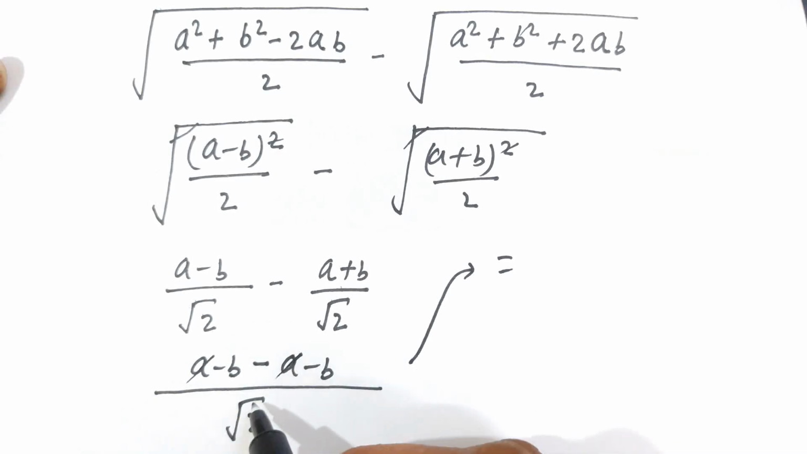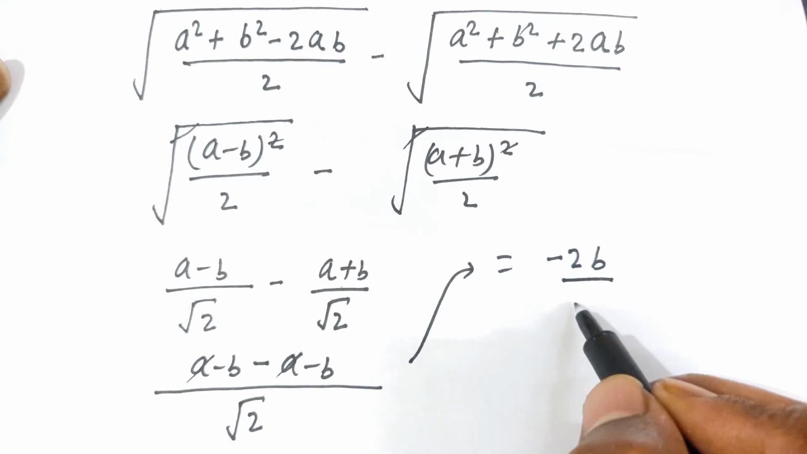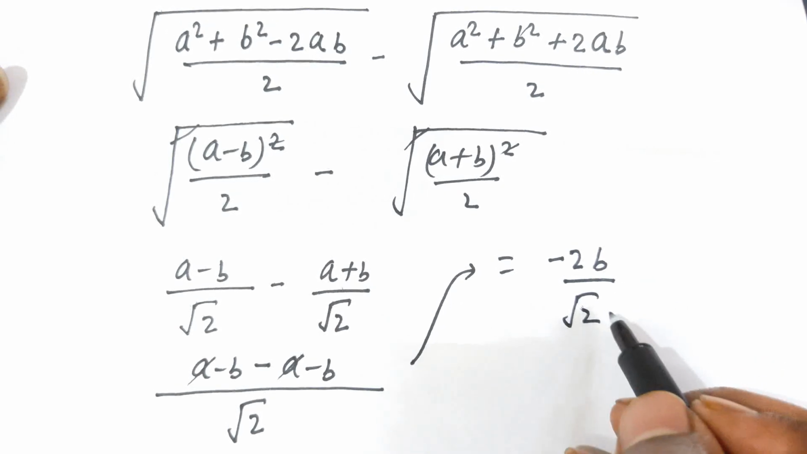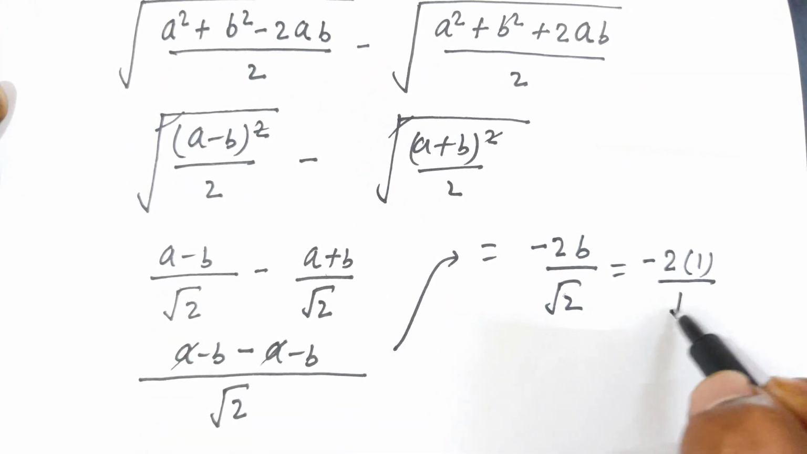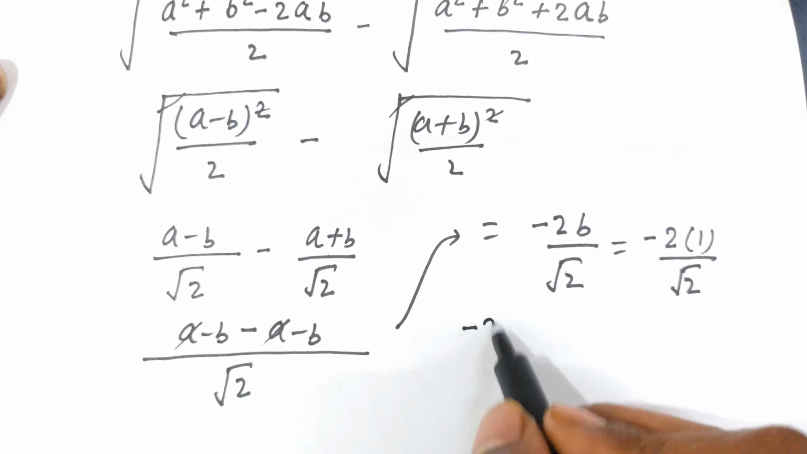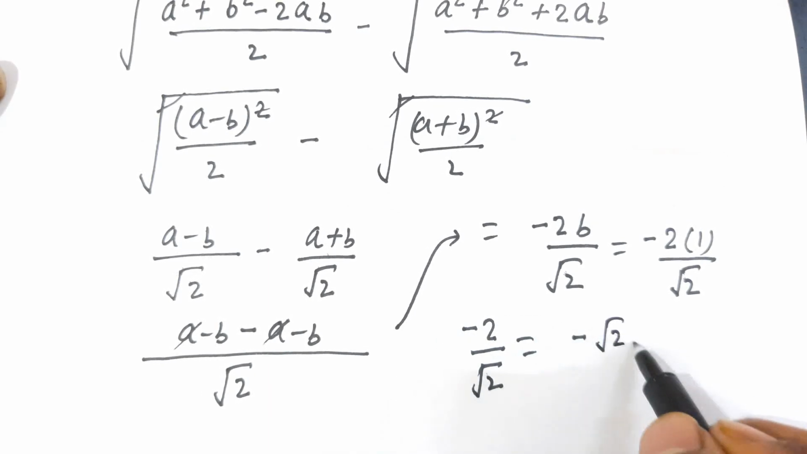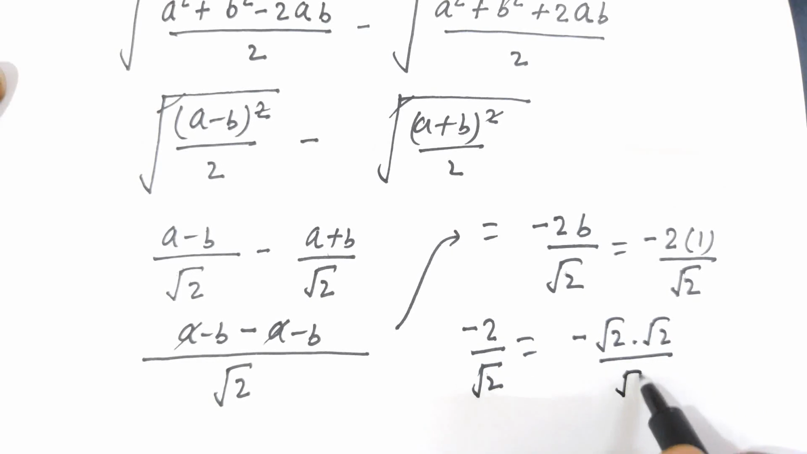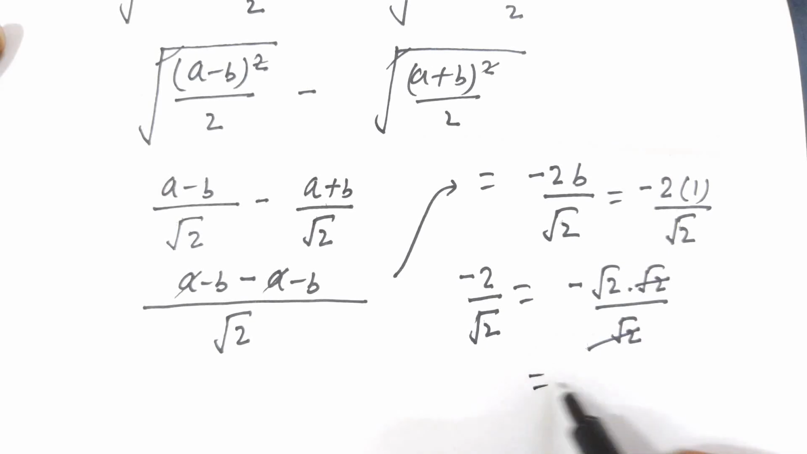this plus a and this minus a is cancelled out, and here minus b, that is minus 2 times b and divide by square root of 2, and we know that value of b is 1, so this b is replaced by 1, so here minus 2 times 1 and divide by square root of 2. Here minus 2 divided by square root of 2. Now this minus and this 2 is same as square root of 2 times square root of 2 and divide by square root of 2, then this square root of 2 and this square root of 2 is cancelled out, so here minus square root of 2. This is our final answer.